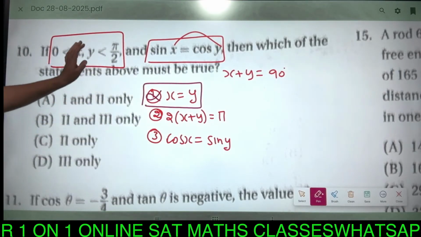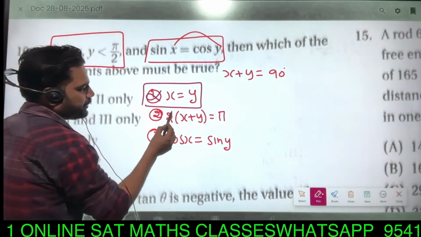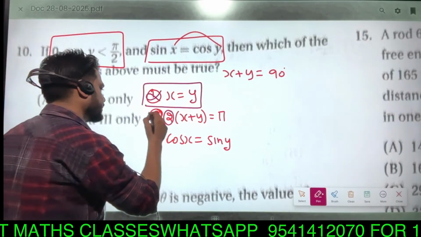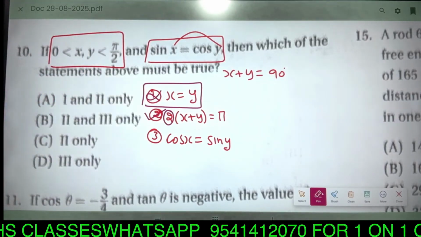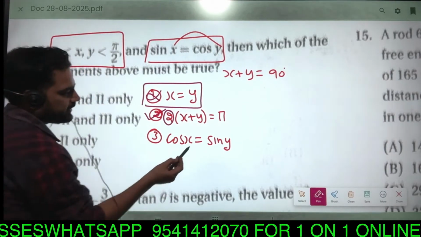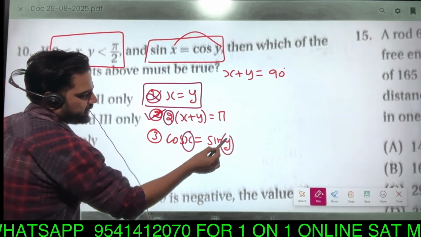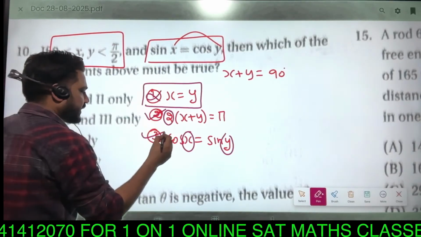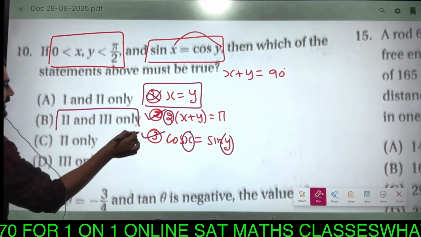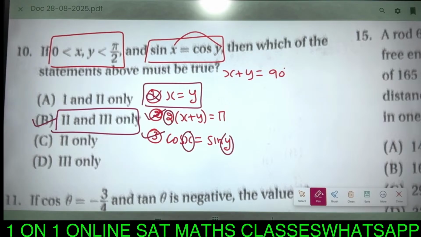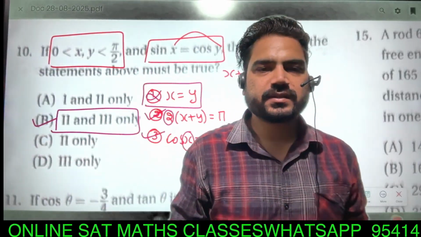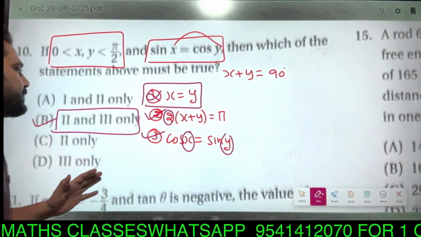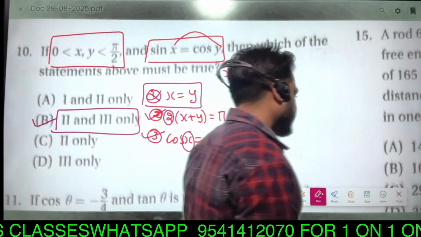And if x plus y is 90, then twice of x plus y is 180, and 180 means pi. So this statement is correct. And if the sum of the angles is 90, then the cos of one angle and the sine of the other are equal. So this statement is also correct. So the second and third statements are both correct. Yes, so we can say that the answer is B. By this much patience, this much clarity, we will cover each and every question of the SAT exam. So 10 questions we have seen today.